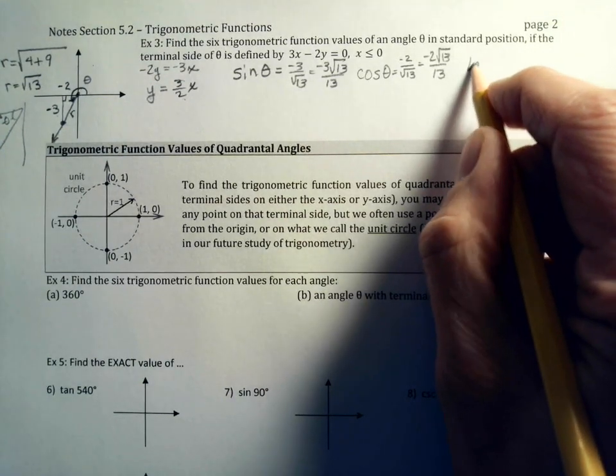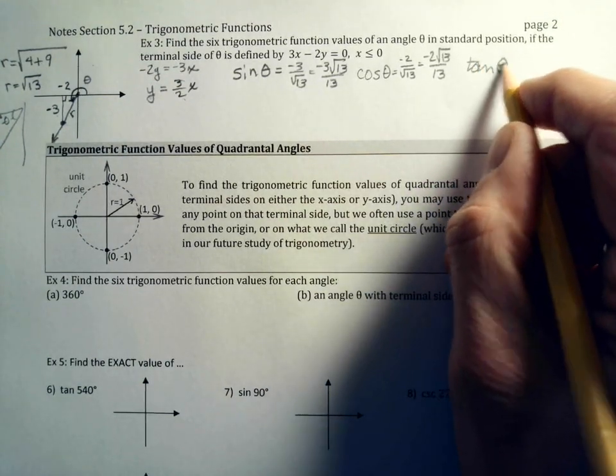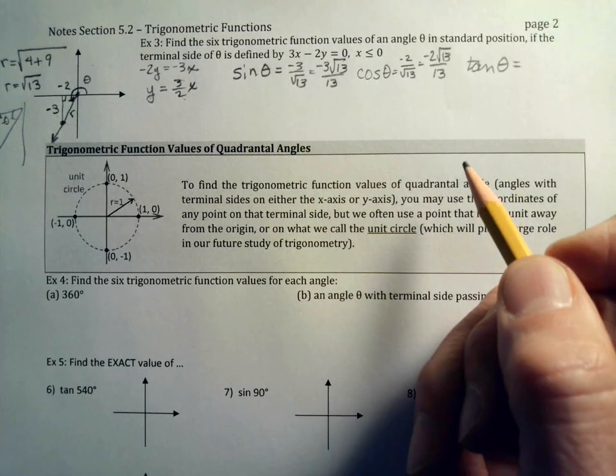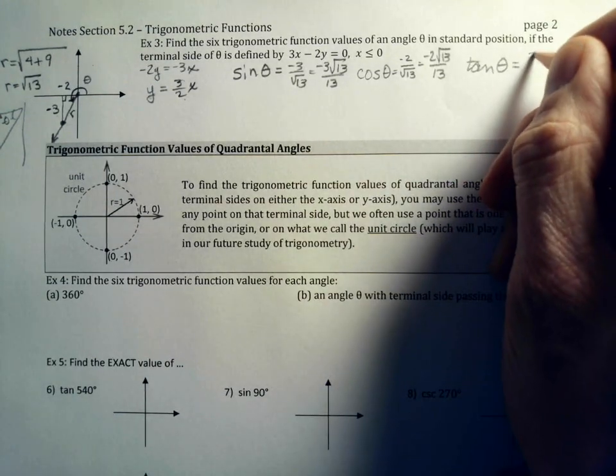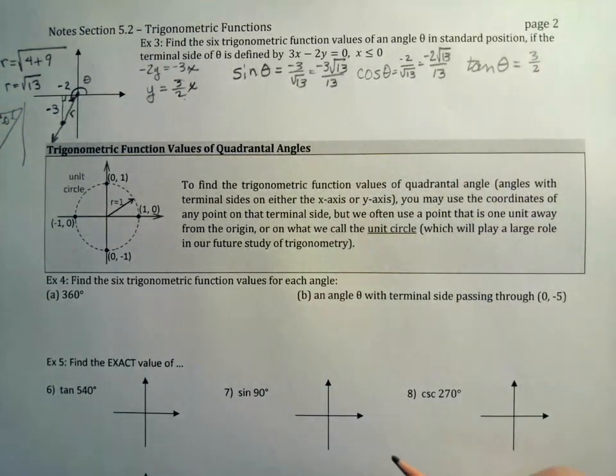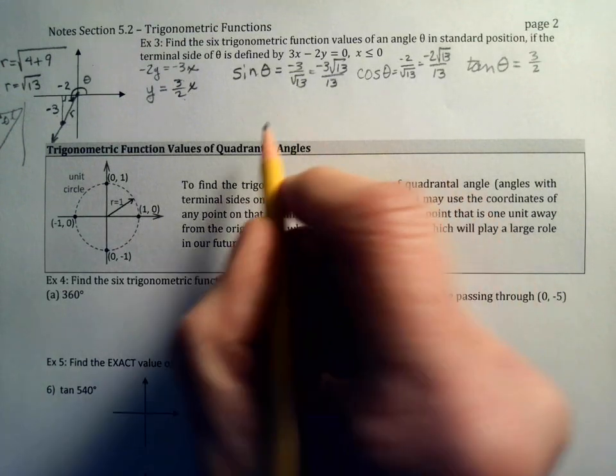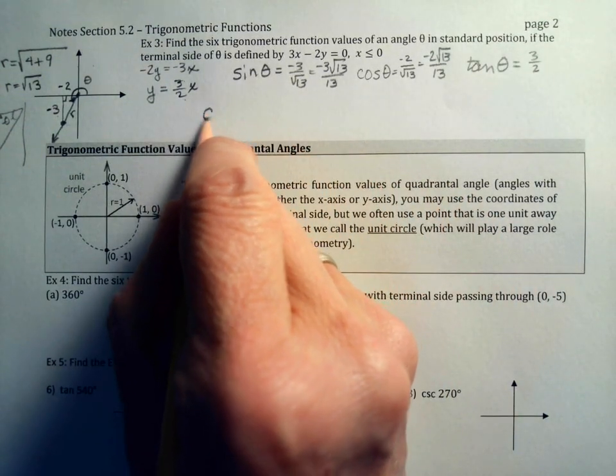All right, and then finally, tangent of theta. That's going to be the y over the x, so 3/2. The negatives, of course, cancel. All right, and then let's do the reciprocals.